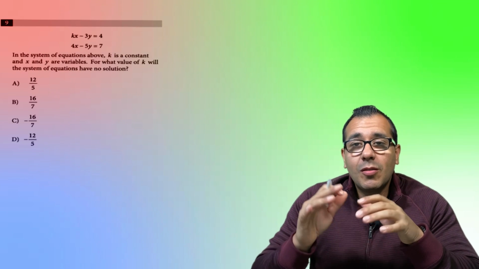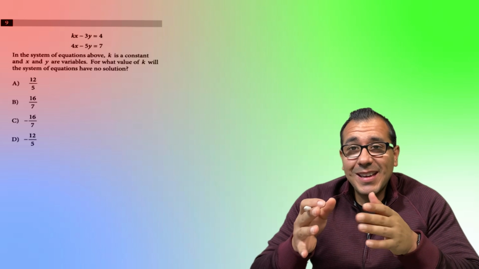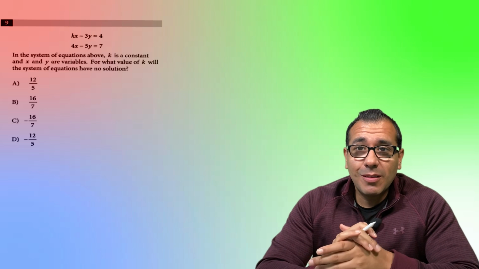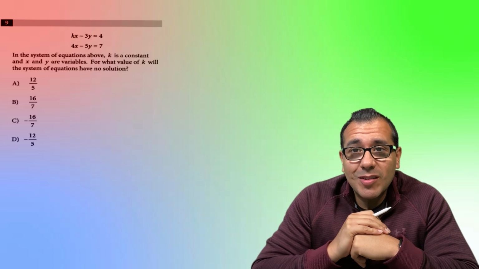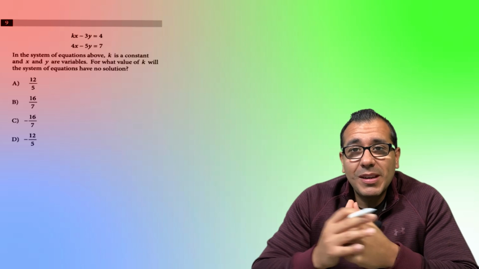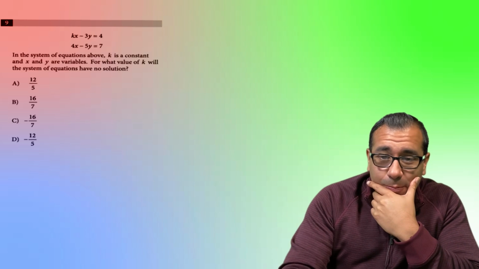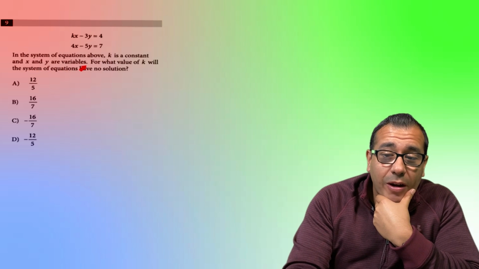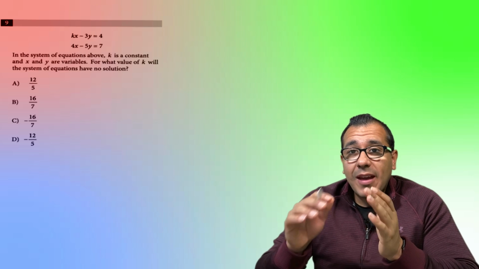In all my experience tutoring the SAT, this is usually the one people have the most trouble on, and in my opinion, it's one of the most fun types of problems. It's another system of equations problem, and there are so many different ways we could attack this. But check this out. We have the system of equations here, and it says k is a constant and x and y are variables. For what value of k will the system have no solution?